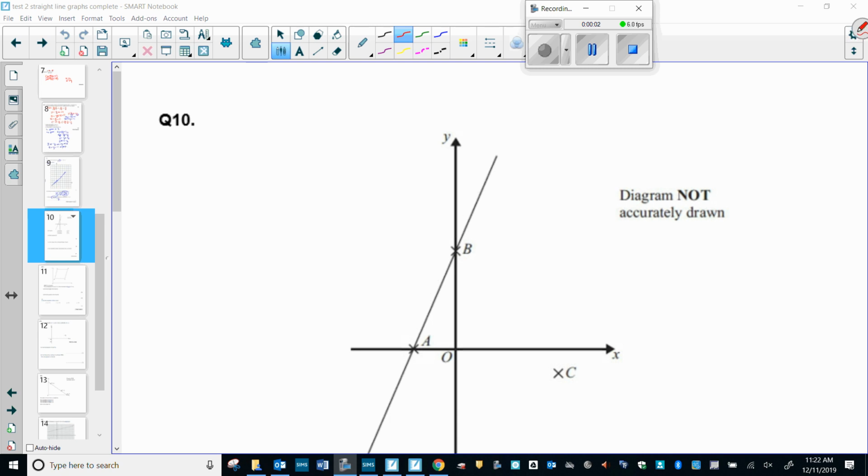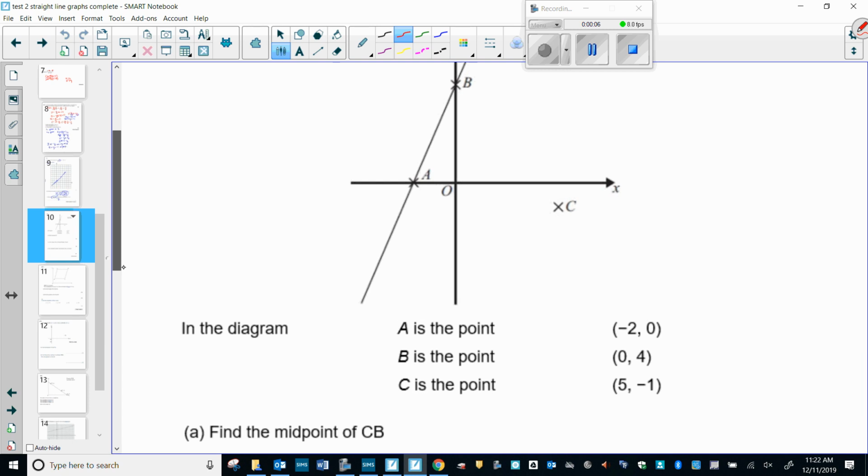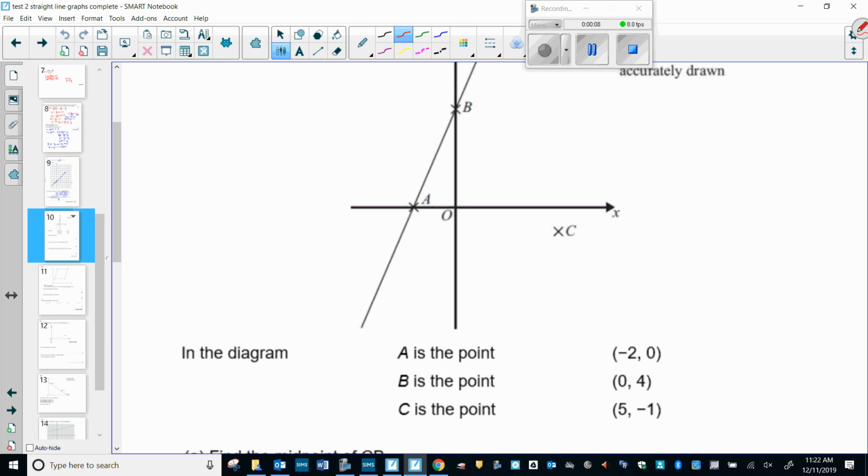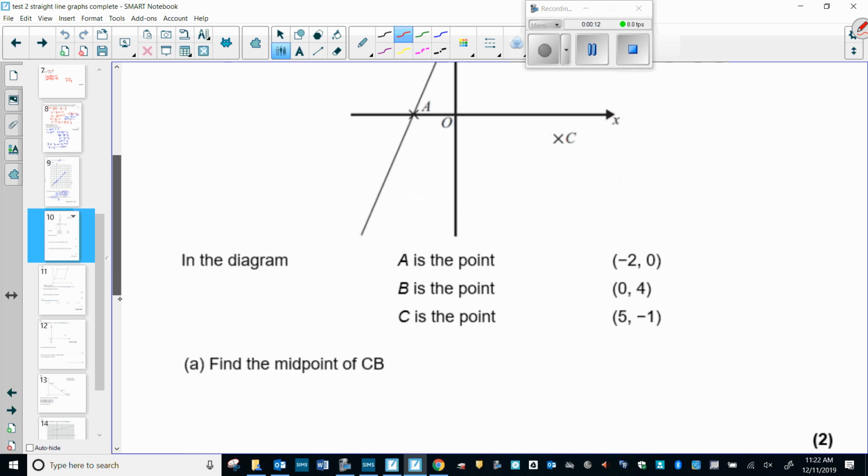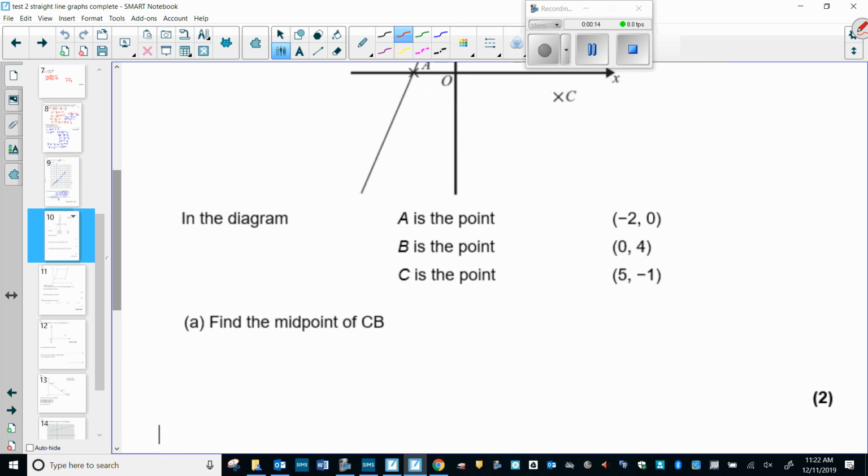Alright, so we're up to question 10. We've been given a diagram of a line. They told us to coordinate 3 of the points. They then asked us to find the midpoint of CB. So we've already talked about the midpoint, remember? What do we do to find the midpoint? The point is the coordinate, or the head of the midpoint.